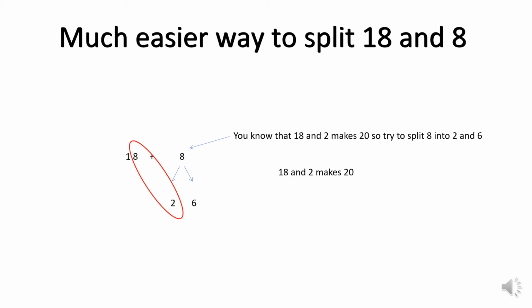A much easier way to add 18 and 8, I think, is to split the 8 into 2 and 6. So you can join the 8 from the 18 plus the 2 from the 8 to make 20. And so 20 plus 6 is 26.